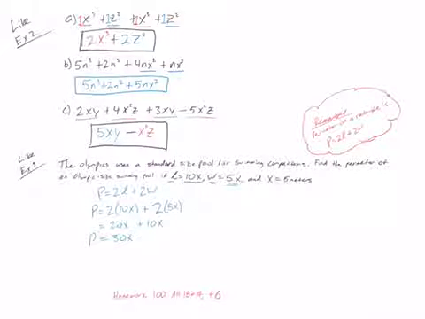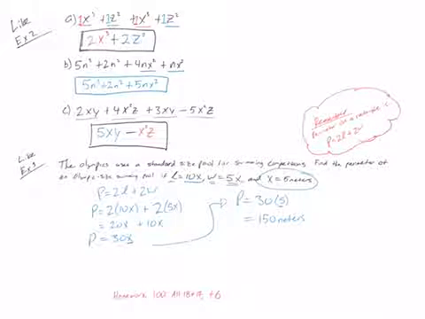So that's my perimeter. But they also give me this additional piece of information that x is equal to 5 meters. I'm going to come up here where I have more room. So it means the perimeter is going to equal 30 times 5, because again that x is just simply 5. So it's going to be 150 meters. So the perimeter of an Olympic-sized pool would be 150 meters.